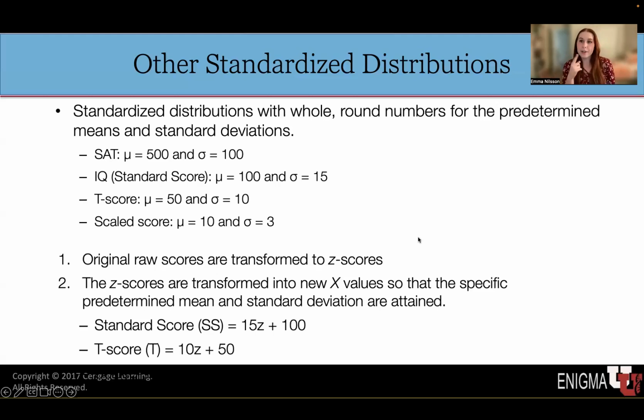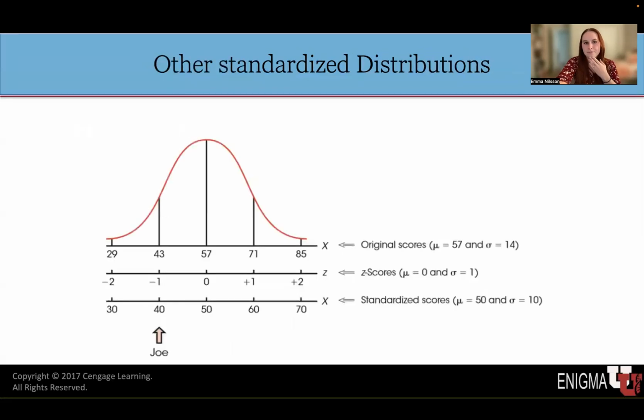And the way that we do it is we use the z-score transformation as kind of like a middle step. You take your original raw scores, you transform them into z-scores. Once they've been transformed into z-scores, you take all your z-scores and you transform them into new X values with the specific mean and standard deviation that you want. And there are different formulas that you can use to do that. We won't really go so much into it, but just so that you know this is a possibility.